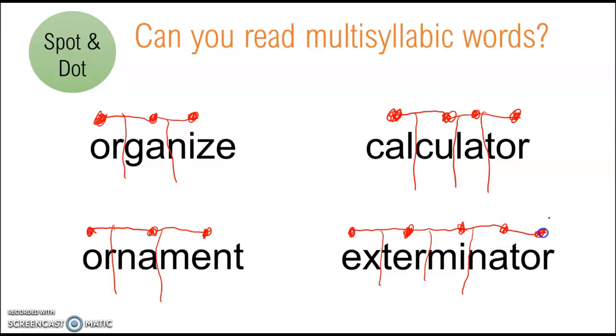Last partitioning line is going to go between the A and the T. Exterminator. Remember, the I is kind of making a funny sound here. That's why we call it the schwa.